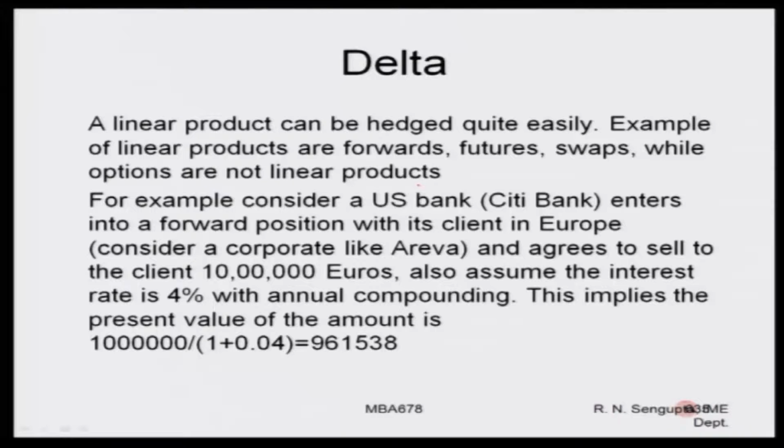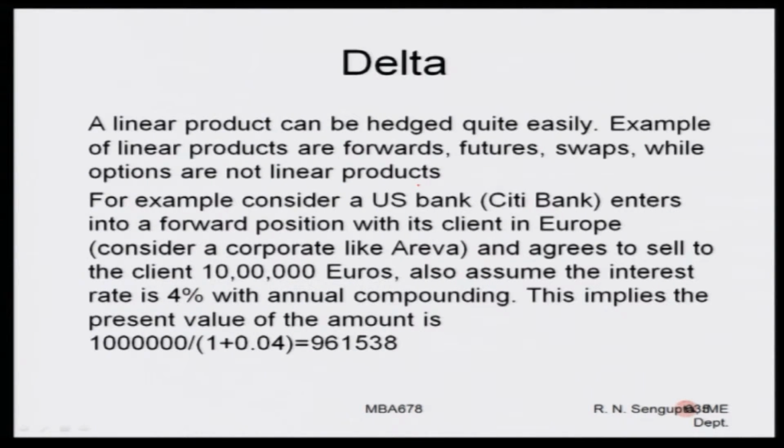For example, consider US bank Citibank enters into a forward position with its client in Europe, considering a corporate like Areva, and agrees to sell to the client 1 million euros, 10 lakh euros. Also assume the interest rate is 4% with annual compounding. This implies that the present value of the amount is given. So that means it agrees to sell the client 1 million at that point of time.